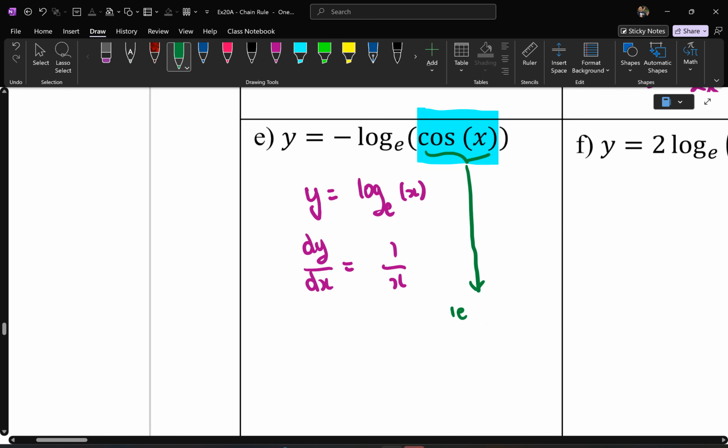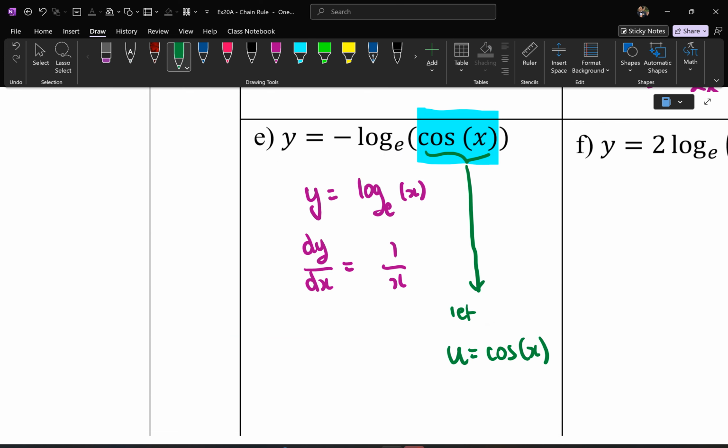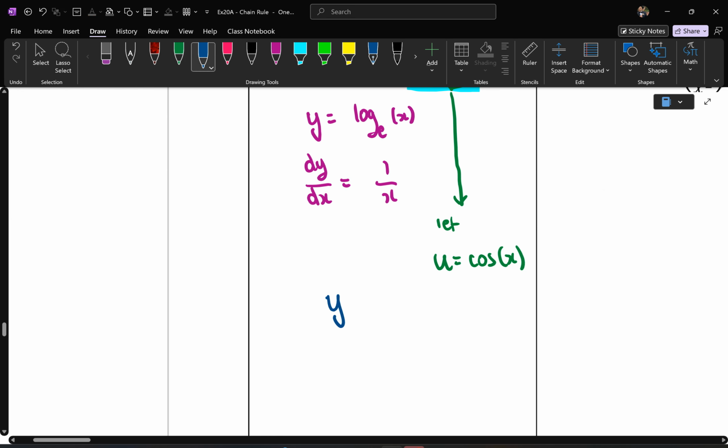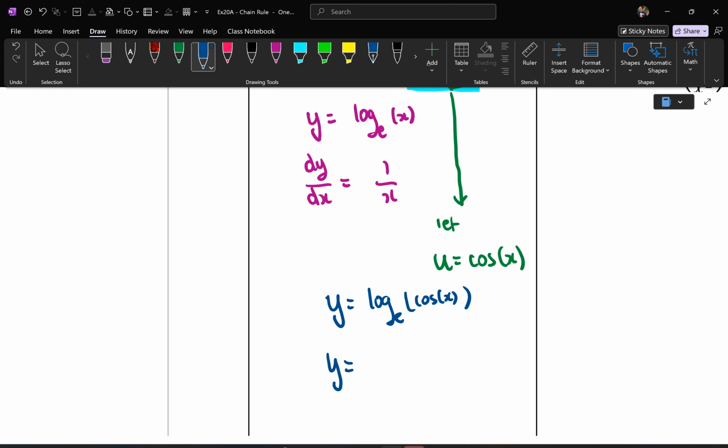Here we go. Let u equal cos of x. That changes your problem. Instead of y equals log e of cos of x, you now have y equals log e of u. That is much easier to do.